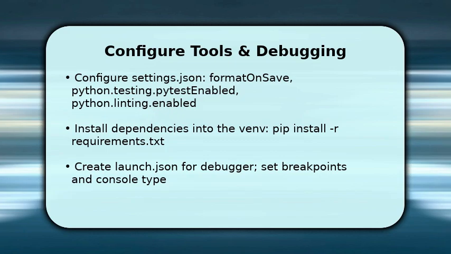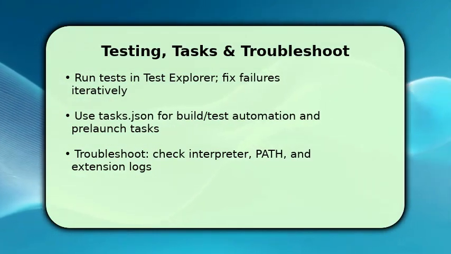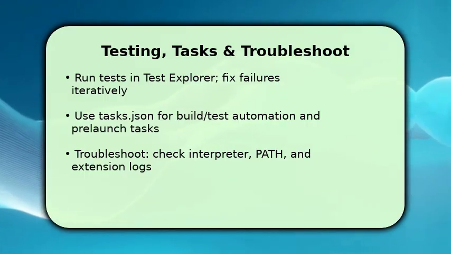Finally, run your test suite from the Test Explorer and iterate on failing tests until green. Tests validate environment and code changes. Automate common steps with tasks.json, lint, format, and run tests before commit to save time.